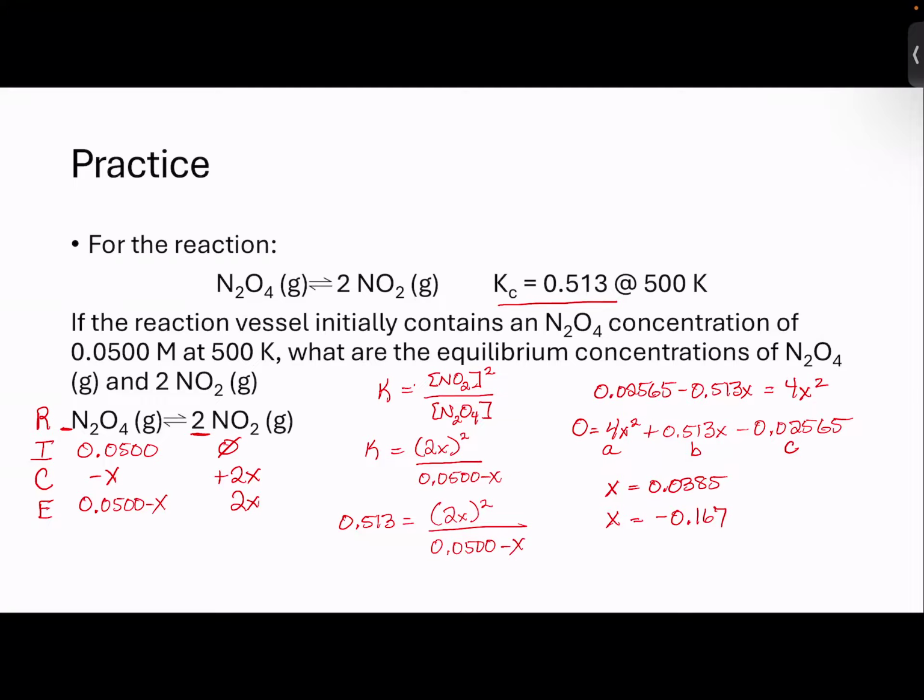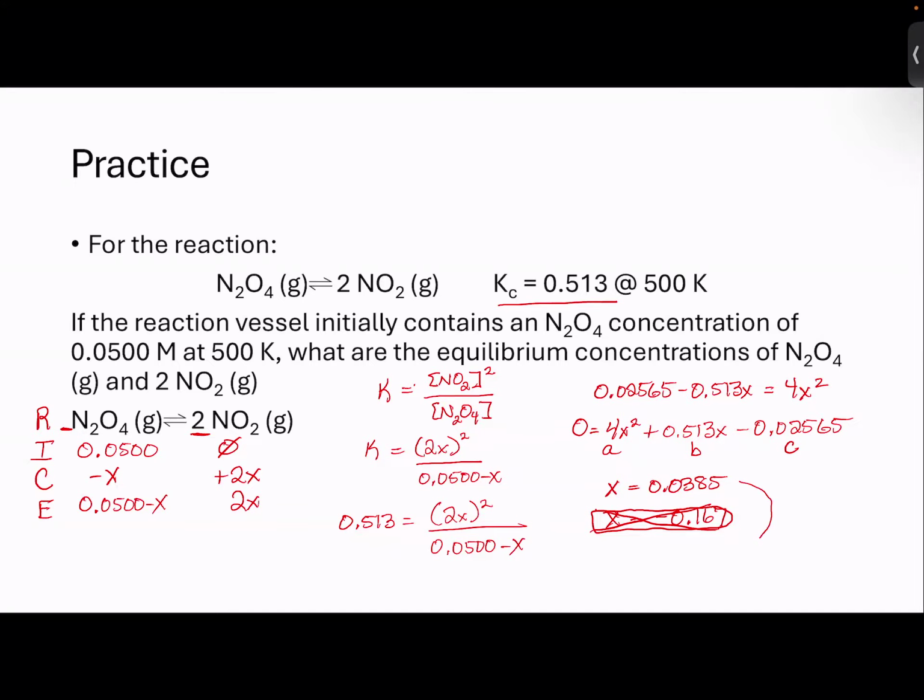Only one of these will be valid. In this particular case, the negative 0.167 is not valid. Why is it not valid? Because if we plugged it in, you would have 2 times the negative 0.167. You cannot have a negative concentration. The lowest the concentration can go is 0. So we knew that this one could not be the answer because you cannot get a negative concentration. Second issue is you can't subtract a number that's bigger than the number you start with either. So logically, that could not be a correct value.